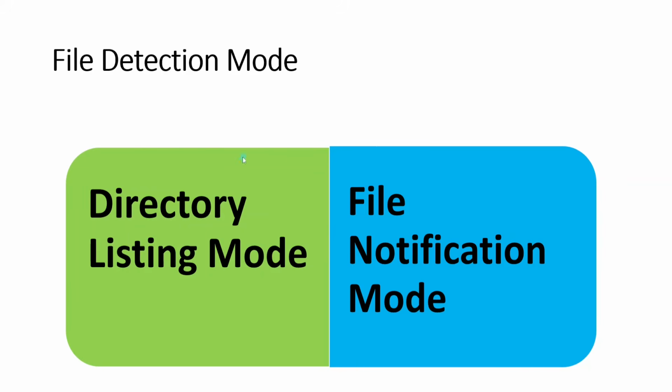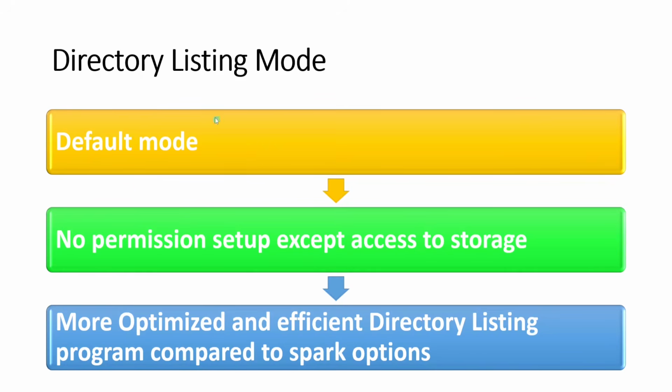First, we can understand directory listing mode. As I mentioned, this is the default mode. We don't need to specify that explicitly in our programming. And coming to permission setup, there is no specific permission needed to use directory listing mode except access to the storage account. Access to the storage account is not only for AutoLoader. Even to create a data frame, we have to read a certain file from storage, so we need access to that particular storage account.